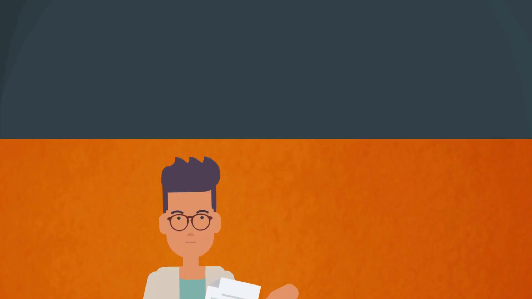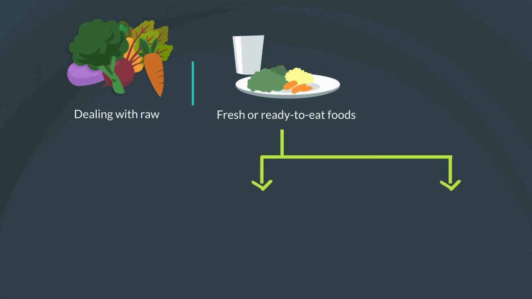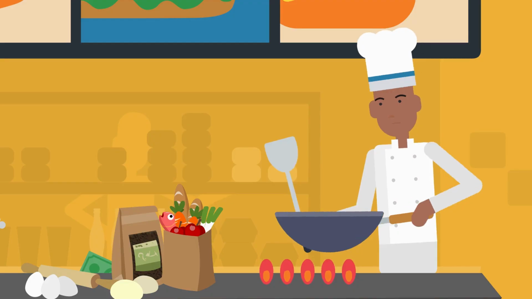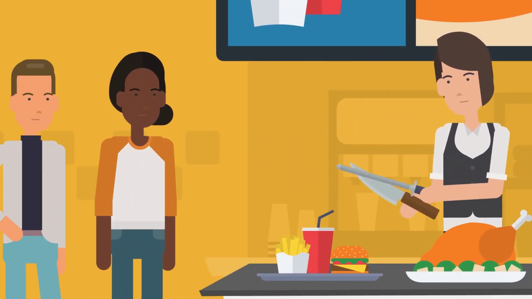Cross-contamination is particularly hazardous when dealing with raw, fresh or ready-to-eat foods, such as fruits, salad or other vegetables. The absence of cooking before serving means harmful organisms remain in or on the food.